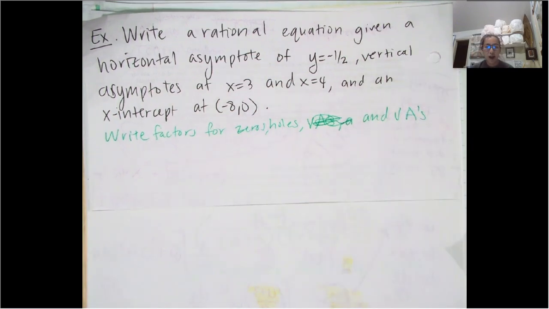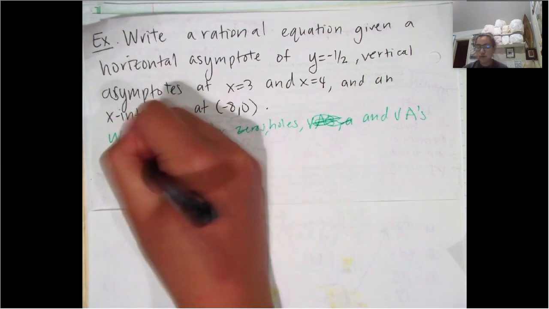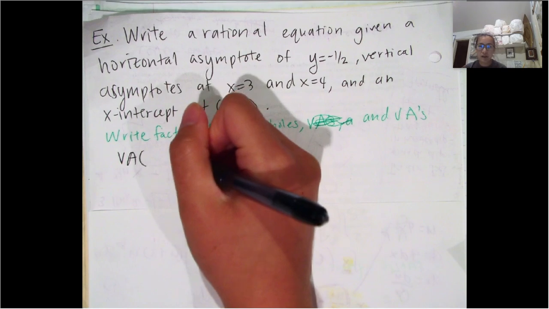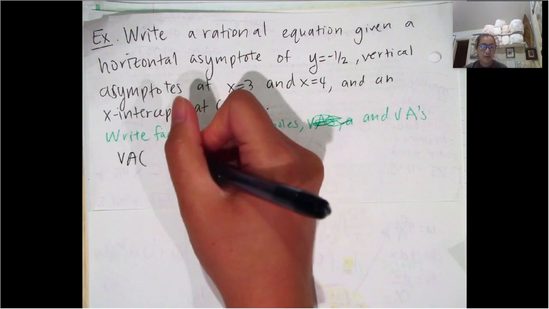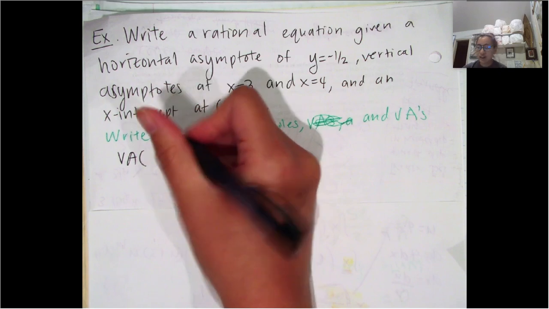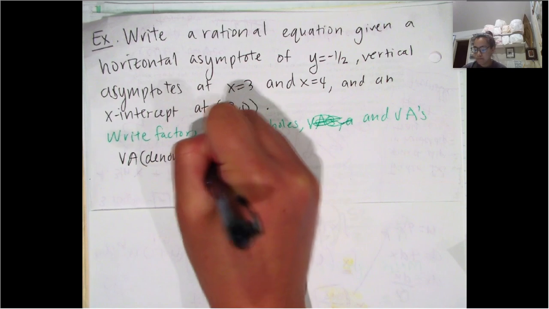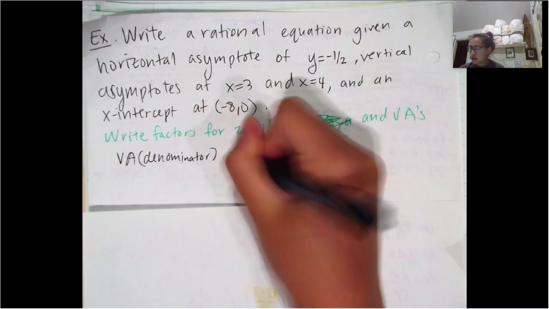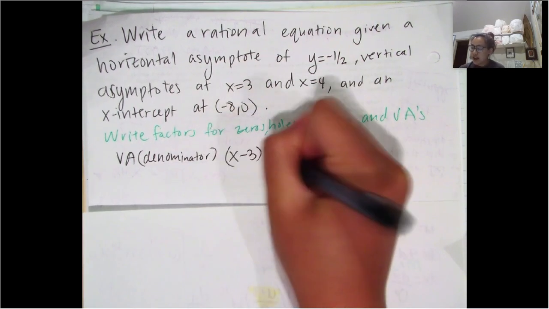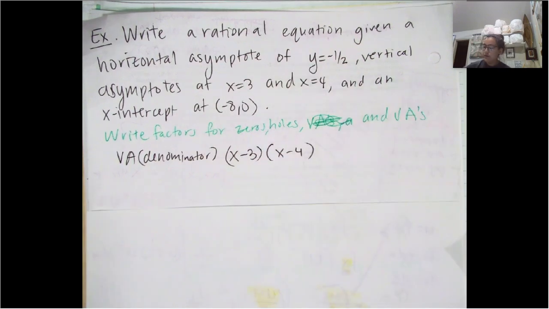So for the vertical asymptotes of x equals 3 and x equals 4, we should know how to write those just by looking at them. So you just do x minus whatever it is. And so remember, for vertical asymptotes, we're going to put them in the denominator. The x minus 3 and x minus 4.